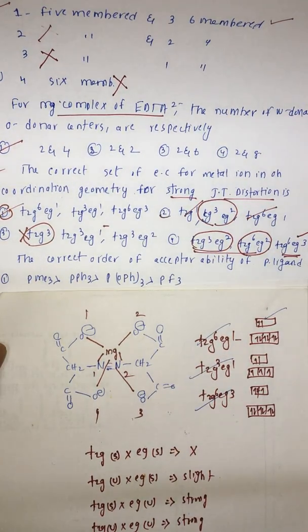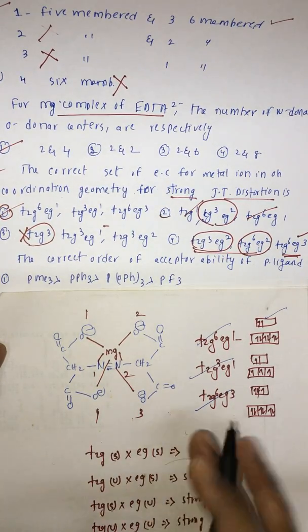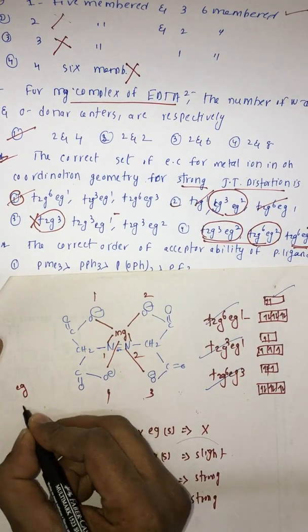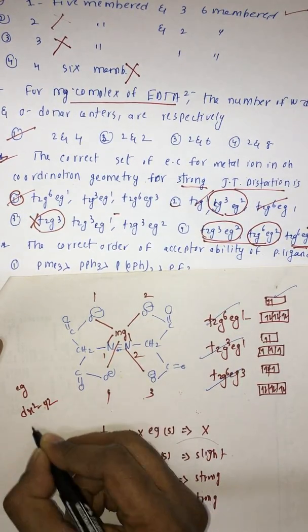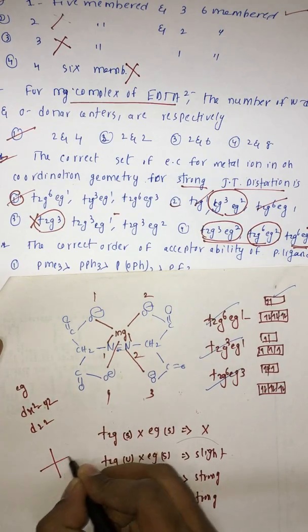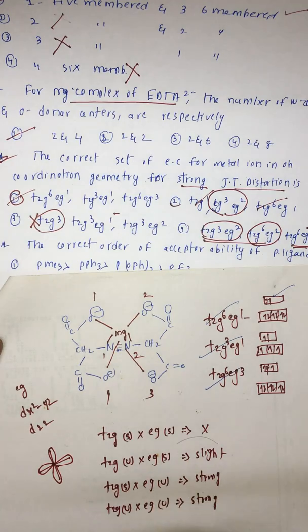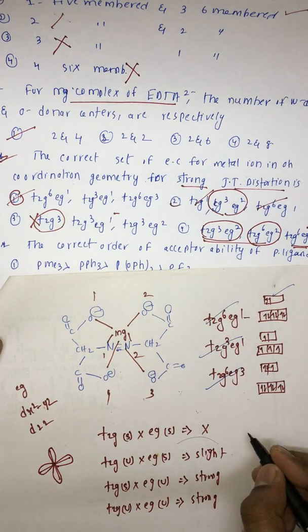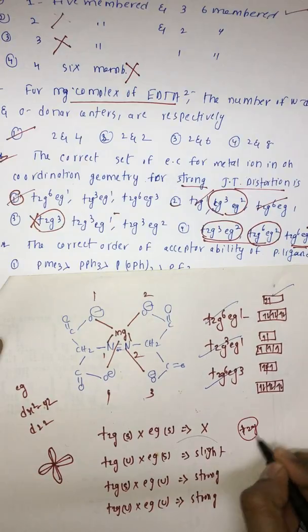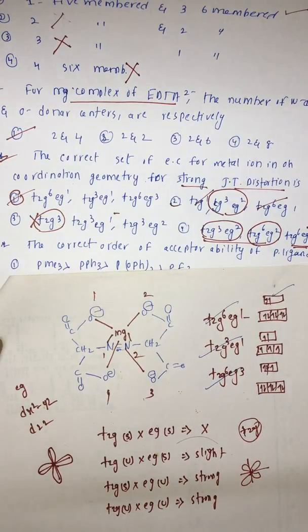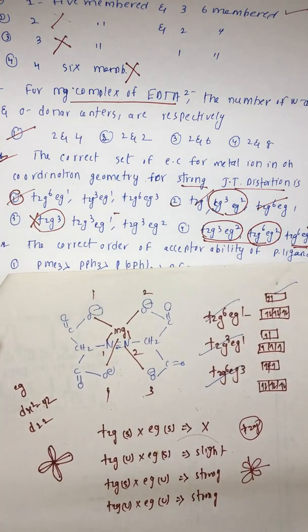Strong Jahn-Teller distortion means there should be unsymmetry in the eg orbitals, because in the case of eg, we have dx square minus y square and dz square, and they are directly along the axis. So if they are unsymmetric, they will have more Jahn-Teller distortion. Whereas in the case of t2g, those orbitals are in between the axes, so they will not show such strong distortions.